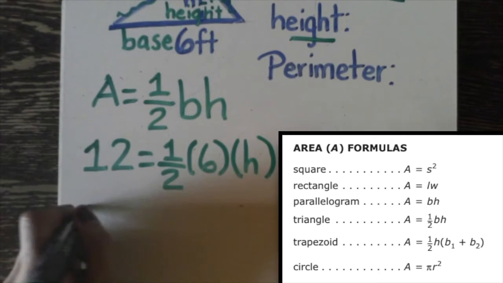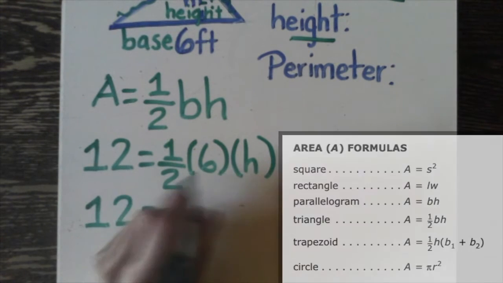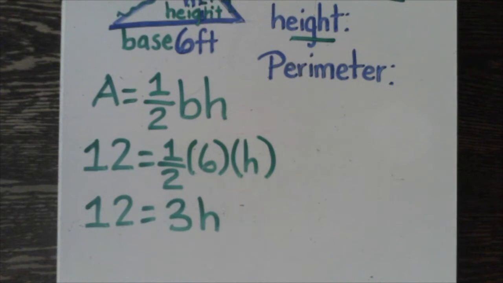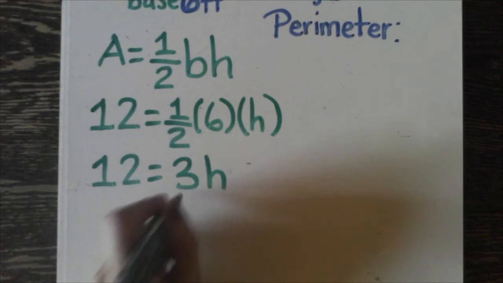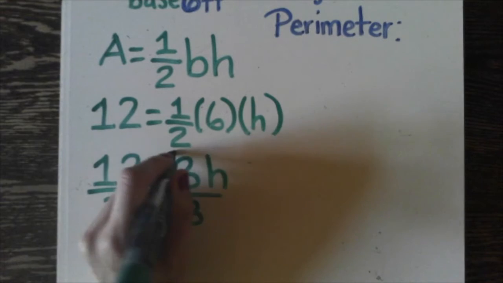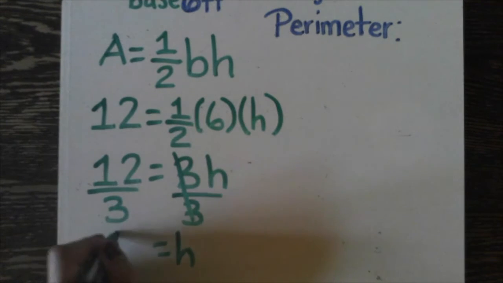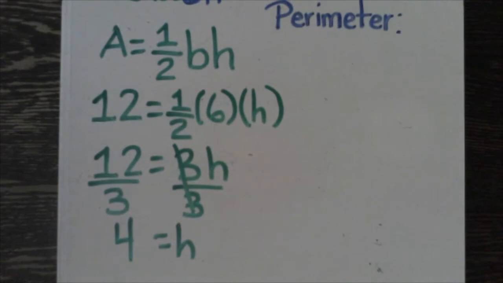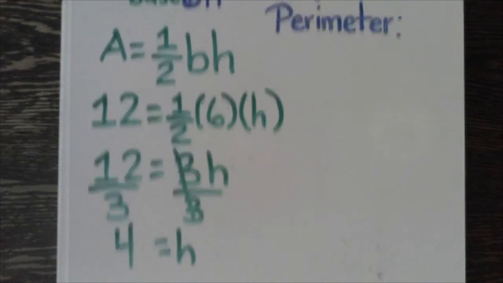12 is equal to 1/2 of 6, which is 3, or 6 divided by 2, which is 3, and I bring down the h. In order to leave the h by itself, I divide by 3 on both sides, and 12 divided by 3 is equal to 4. Therefore, my height is 4 feet.